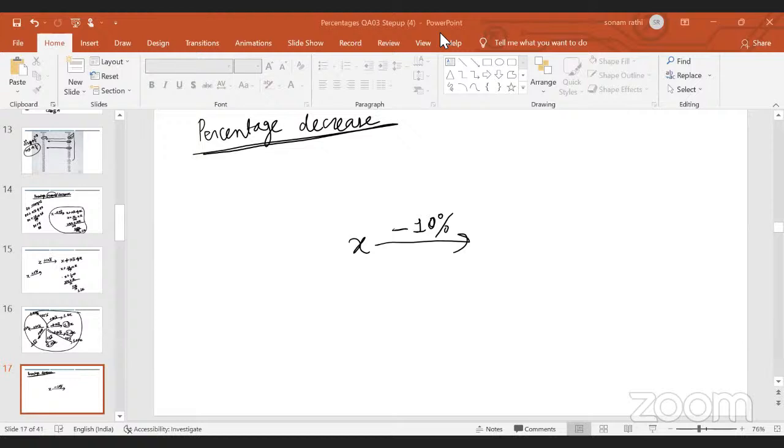X minus 10% of X. Very good, Hamid. Very good, Nihila. Very good, Rajnikant. Yes, Musa. Yes, so I will get 0.9x. Yes or no?